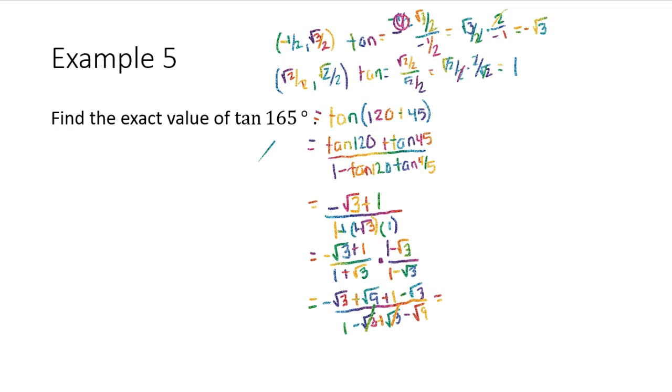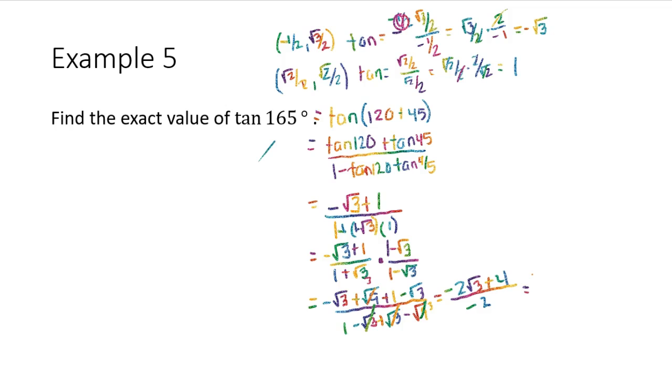Let's add our like terms. I have a negative square root of 3 here, a negative square root of 3 here. That's going to give me negative 2 square roots of 3. The square root of 9 we know is positive 3. And 3 plus 1 is going to give me 4. In the denominator, the square root of 9 is 3. And I have 1 and a negative 3. 1 minus 3 is going to give me a negative 2.